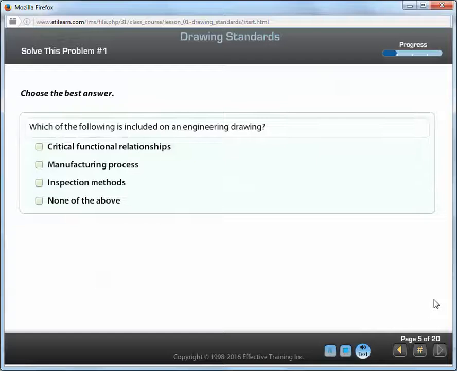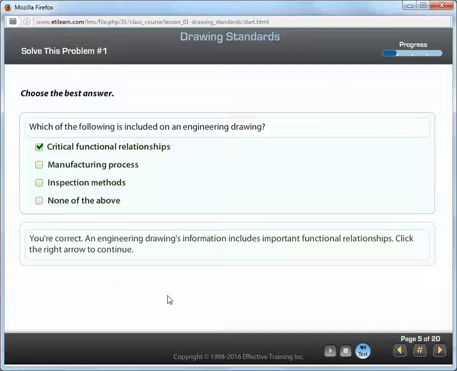Which of the following is included on an engineering drawing? You're correct. An engineering drawing's information includes important functional relationships. Click the right arrow to continue.